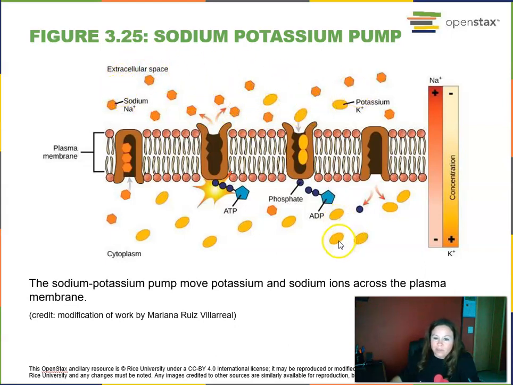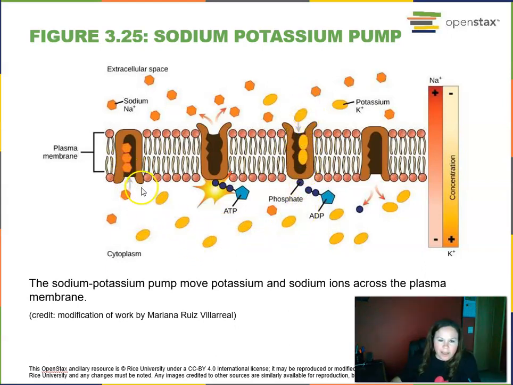And as I mentioned, potassium tends to leak out, which, if we let too much potassium leak out of the cell, is going to affect the charge, or that electrical gradient. So what we're going to need to do is pump these ions. What happens is that we pump 3 sodiums for every 2 potassiums.